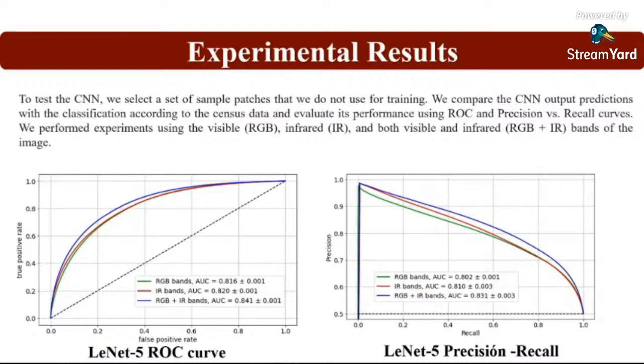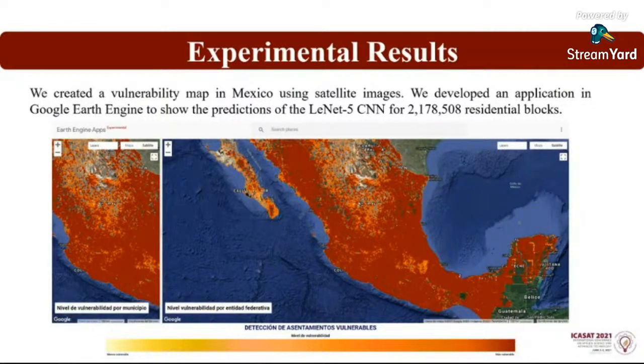We perform experiments using the visible RGB, infrared, and both visible and infrared bands of the image. These neural network models seem to have a good performance to classify vulnerable and non-vulnerable areas. We create a vulnerability map of Mexico using satellite images. We develop an application in Google Earth Engine to show the prediction of the CNN for 2 million residential blocks. This application describes the vulnerability level from 0 to 1, where the lighter color is less vulnerable and the dark color is more vulnerable.